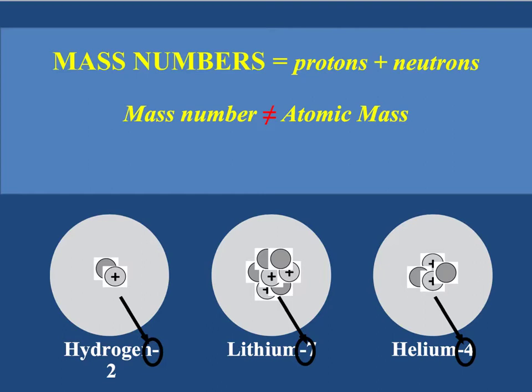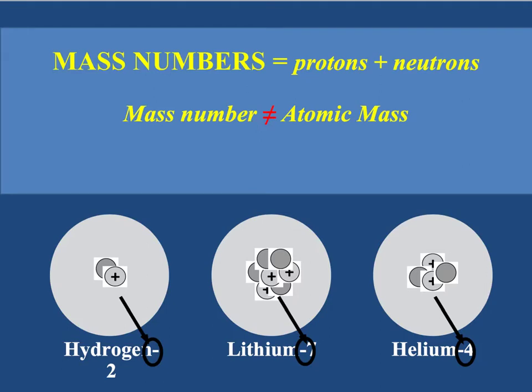So, how do we find our mass number? Our mass number is how many protons we have plus how many neutrons we have. Your mass number is not your atomic mass. Okay, so again, mass number is how many protons plus how many neutrons. Mass number is not the atomic mass.